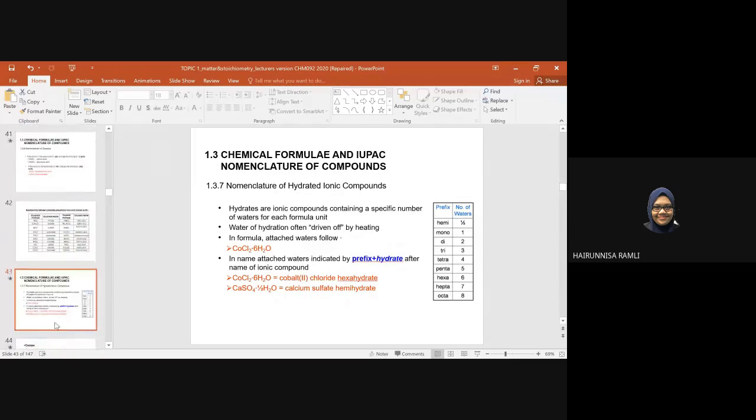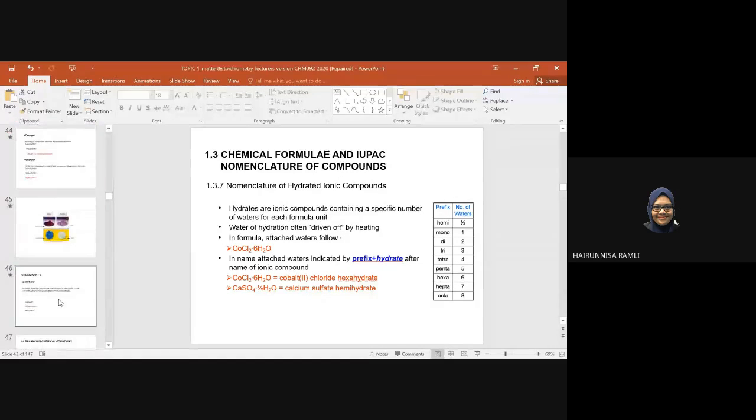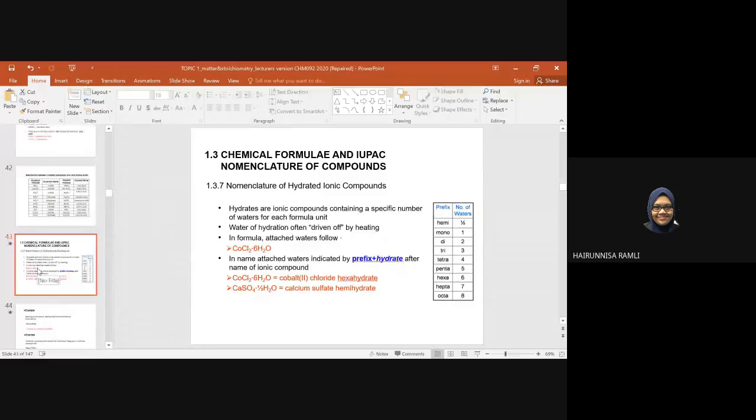Okay, last subtopik lah untuk hari ni ya. Okay, so nomenclature. Saya lupa nak tanya. Nomenclature you tahu yang apa? Nomenclature is naming lah. Okay, nama. Saya tak tahu mana perkataan ni ada. Tapi it's naming. Naming for hydrated ionic compound. Okay, so it's still ionic but dia ada water. Kat sini dia tambah water. Actually, this water will be driven off by heating. Kalau you panaskan, hilanglah water ni.